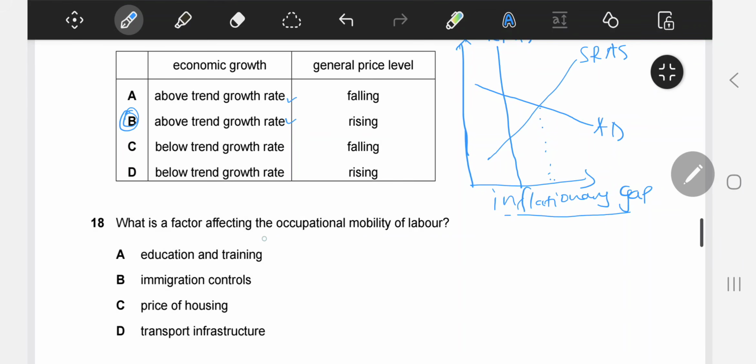What is a factor affecting occupational mobility of labor? This one will be mostly affected by skills and maybe education. So I'm going to say A for now, but let's go through the other answers. Immigration controls will affect geographical mobility of labor. Price of housing also will affect geographical mobility. Transport infrastructure, those will affect geographical mobility, but A will affect occupational mobility of labor. So basically this is the ability to switch between jobs.